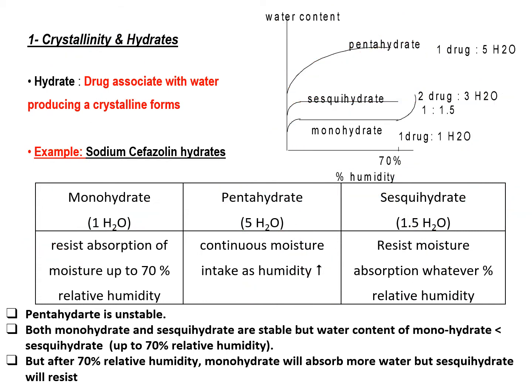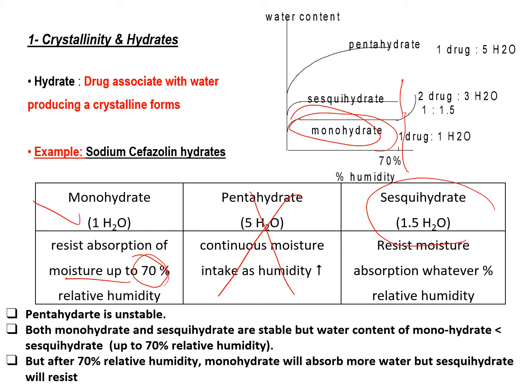So you will find here in the table that pentahydrate is the worst. It has a very high hygroscopicity. Monohydrate and sesquihydrate, you can select between them. If the weather humidity is less than 70%, monohydrate is the best because it has relatively less water content than sesquihydrate. Sesquihydrate is better, especially above 70% humidity, because, as we said, monohydrate will take more water from the atmosphere, while sesquihydrate will remain stable.